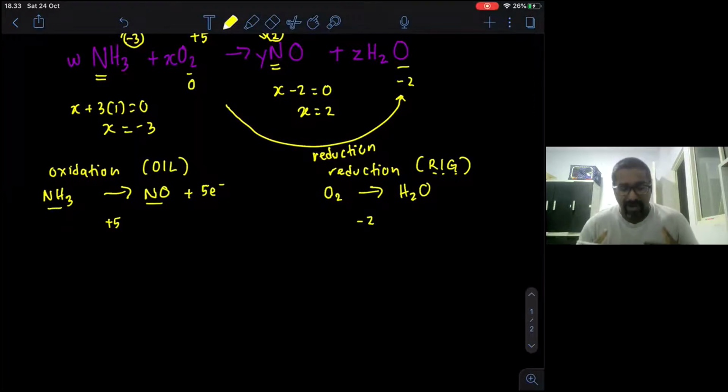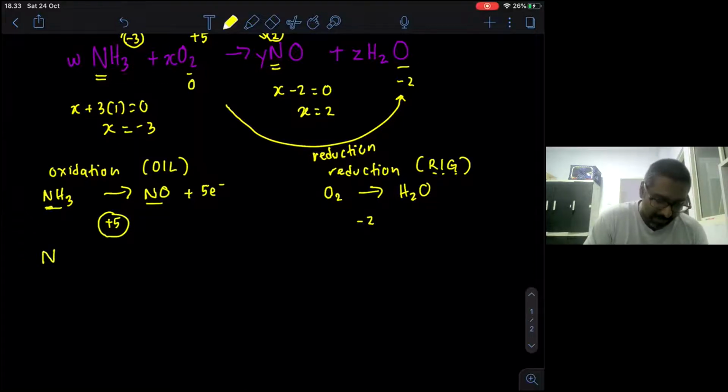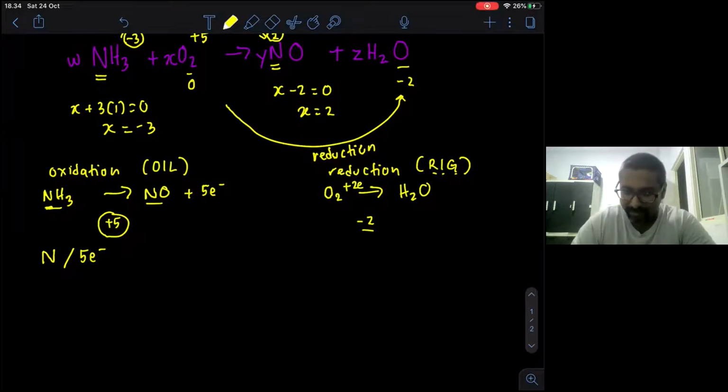What I can see here, because of this number, is that for every nitrogen atom, 5 electrons have been lost. Every nitrogen atom, 5 electrons being lost. And then if I look at the second part here, I notice that there is -2. That is reduction, a gain of electrons. It means 2 electrons are being gained by 1 atom of oxygen.